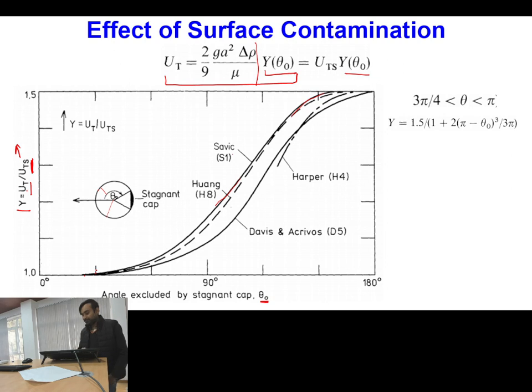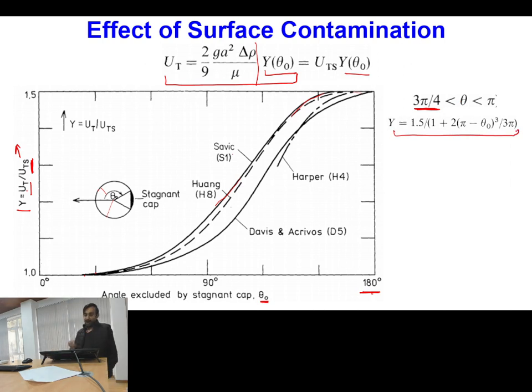When the value of theta naught is increasing, it means the extent of contamination is decreasing, and then the terminal velocity of the fluid particle is increasing, because now in more portion we are experiencing circulation and a lesser portion is stagnant. At very high values, close to 180 degrees, once again we will approach the Hadamard solution for terminal velocity. For values greater than 3 pi by 4, this solution is almost becoming asymptotic, and this asymptotic solution can be given by this particular equation.